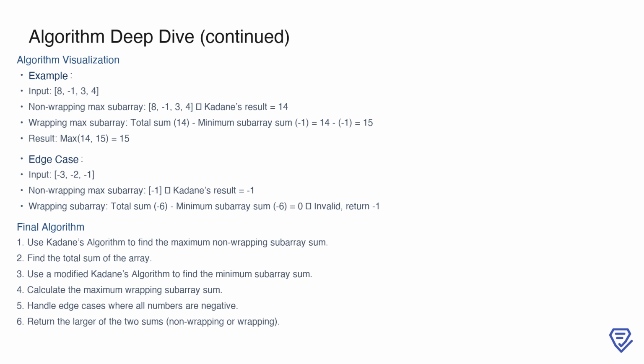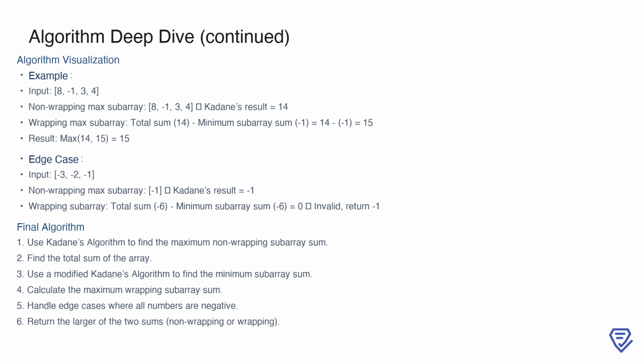Consider the array 8, -1, 3, 4. Using Kadane's algorithm, the maximum non-wrapping subarray is the entire array, with a sum of 14. For the wrapping subarray, we first find the total sum, which is also 14, and the minimum subarray sum, which is -1. Subtracting the minimum subarray sum from the total gives us 15. Comparing the two, the wrapping subarray sum of 15 is larger, so that becomes our result.